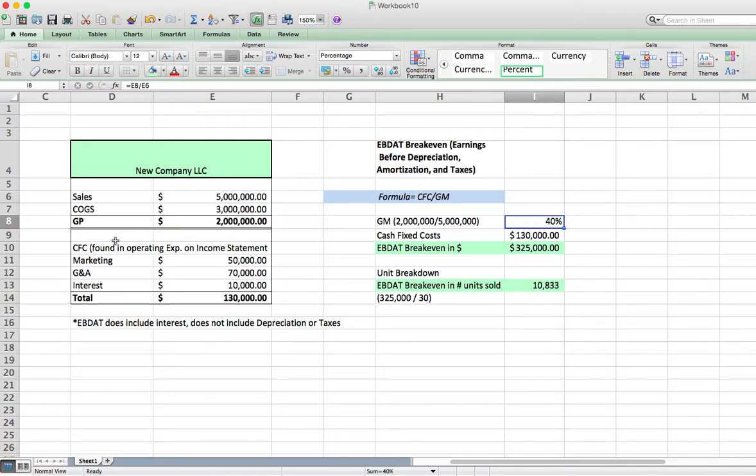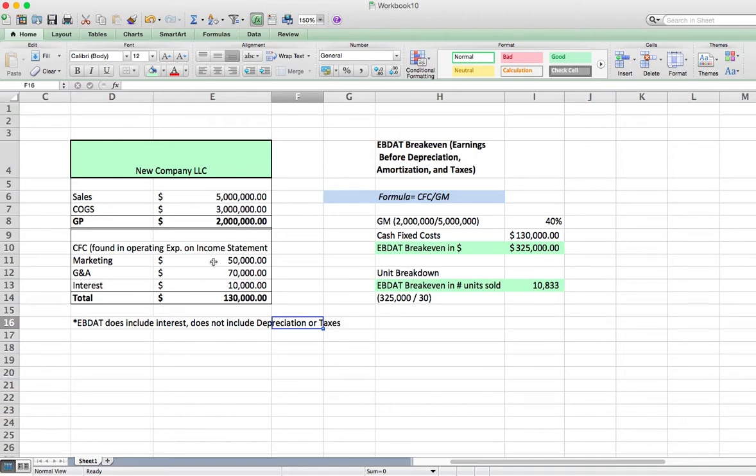The next thing we want to do is look on our income statement under operating expenses. Now, operating expenses can contain marketing, general and administrative costs, interest. It could even include selling costs, R&D. What we want from the operating expenses are cash flow costs, cash fixed costs. So this would not include depreciation, and because it's EBDAT, we're also not going to include taxes here. This does include interest. It would include things like research and development or selling expenses as well.